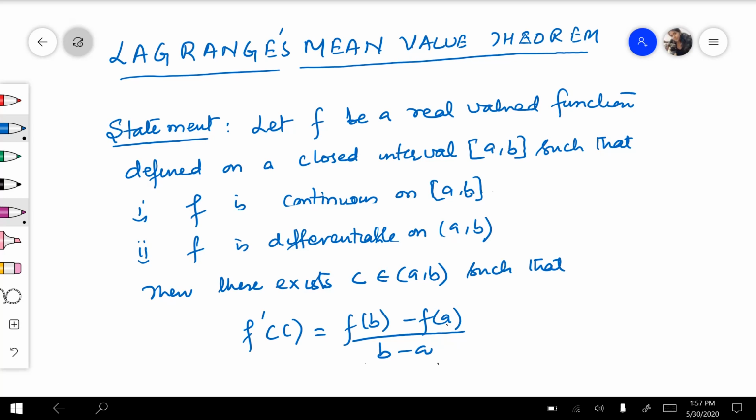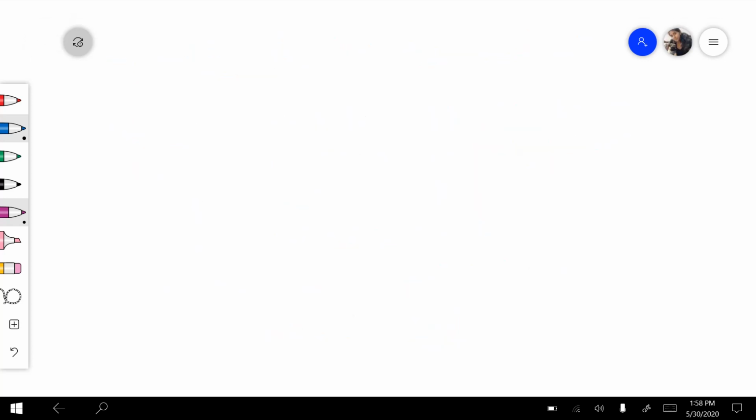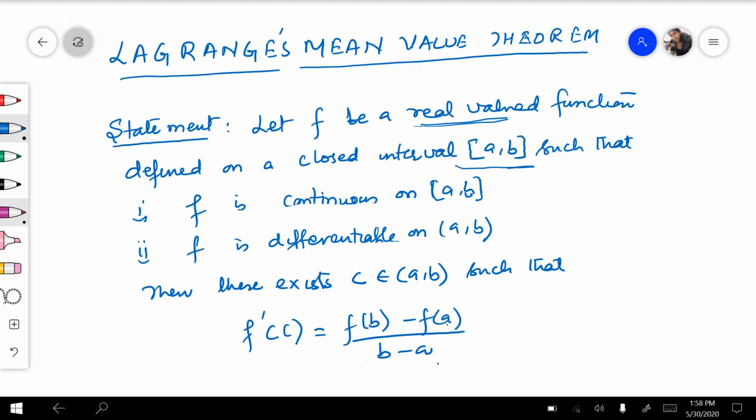equal to (f(b) minus f(a)) upon (b minus a), which means हमारे पास एक function है whose domain and range they are subsets of real numbers, और उस function को हम define कर रहे हैं on the closed interval [a, b]. That function is continuous, which means the graph of that function is without a break or jump or hole. That means we can draw its graph without lifting the pen.